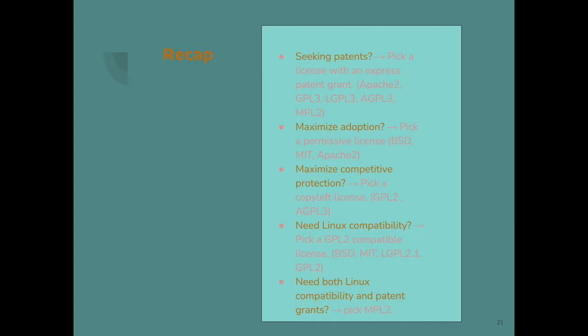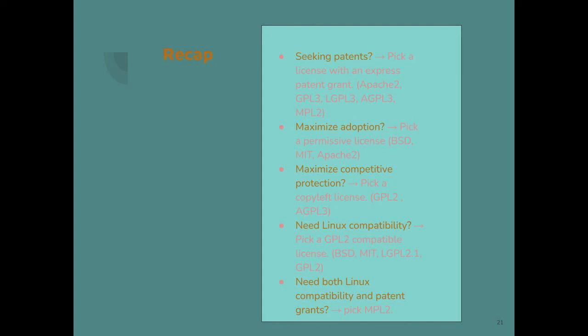But I'll just tell you overall where people usually come out on this. If you are actually seeking patents on your software, as well as releasing it open source, and whether you want to do that is a separate decision, you probably want to pick one of the licenses that has an express patent grant. But if you want to maximize adoption, you're probably going to pick a permissive license. If you want to maximize competitive protection, you're going to pick a copyleft license like GPL or AGPL. If you need Linux compatibility, you have to pick something that is compatible with GPL too.